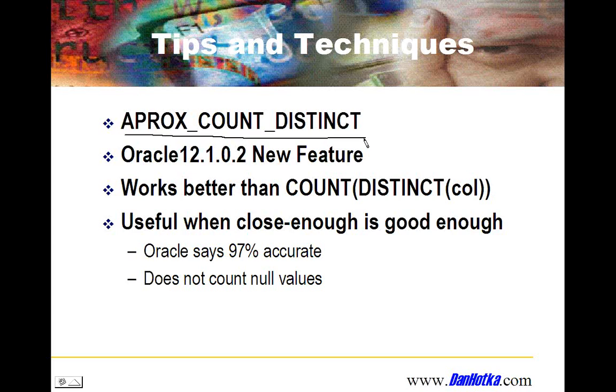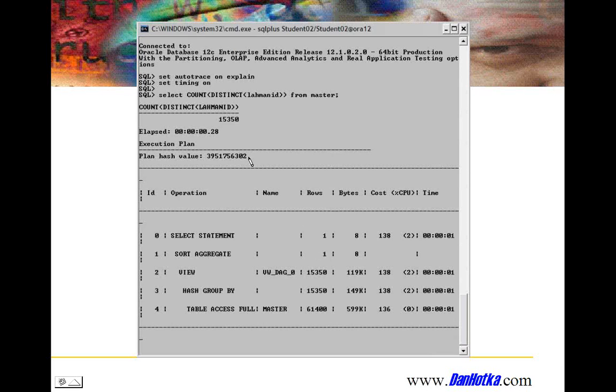But for a website where you want it really quick and doesn't have to be exactly accurate, this approximate count distinct works great. I was very, very pleased with it. The Oracle documentation says 97% accurate. I don't know what they mean by or how they arrived at that number. It doesn't count null values, so be careful if you're counting something that has nulls in it. Okay? And it works something like this.